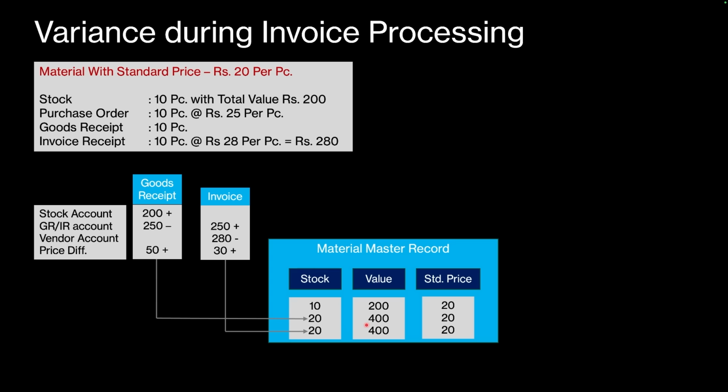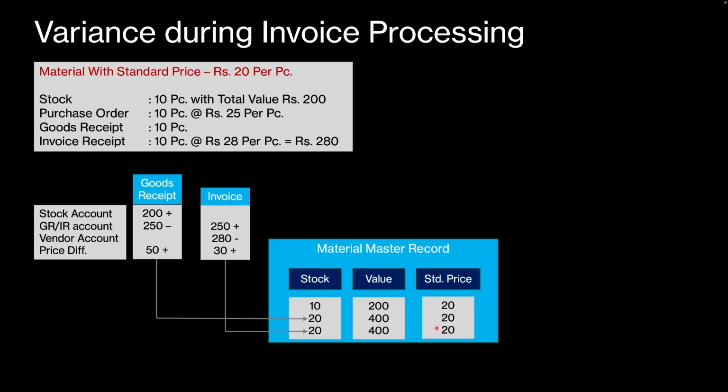Okay. Why this became 400? Because you had earlier 200 rupees stock and you added 200 rupees in the stock account. So total value becomes 200 plus 200, that is 400, and your standard price remains at 20 rupees only. When you do invoice receipt, then your stock is 20 only, because you do not post any quantity in the invoice receipt process. You can only post values, and you have posted a variance during invoice processing. But you can see during invoice processing, nothing has been posted to the stock account. Okay, so you do not have any value getting posted against stock account. So the stock value will remain at 400 only, and the price will remain at 20 rupees.